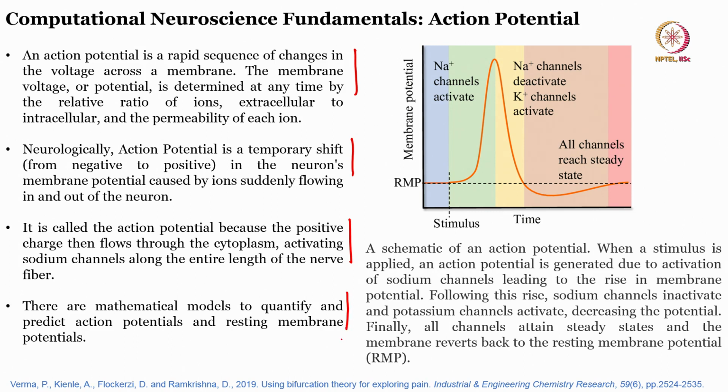I just want to touch upon the basics of what action potentials are. If you want to read what exactly the schematic says, it is a schematic of an action potential. When a stimulus is applied, an action potential is generated due to the activation of sodium channels, leading to the rise in membrane potential. Following the rise, sodium channels are inactivated and the potassium channels are activated, decreasing the potential. Finally, all channels attain a steady state, and the membrane reverts back to the resting membrane potential, or RMP. This is your resting membrane potential.